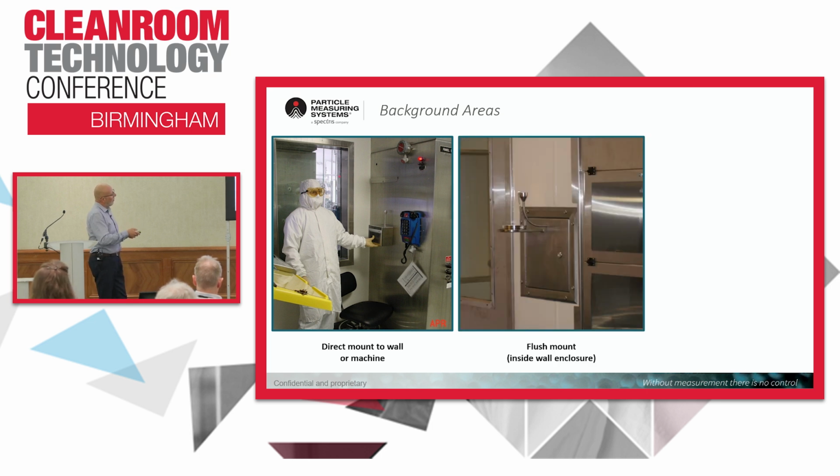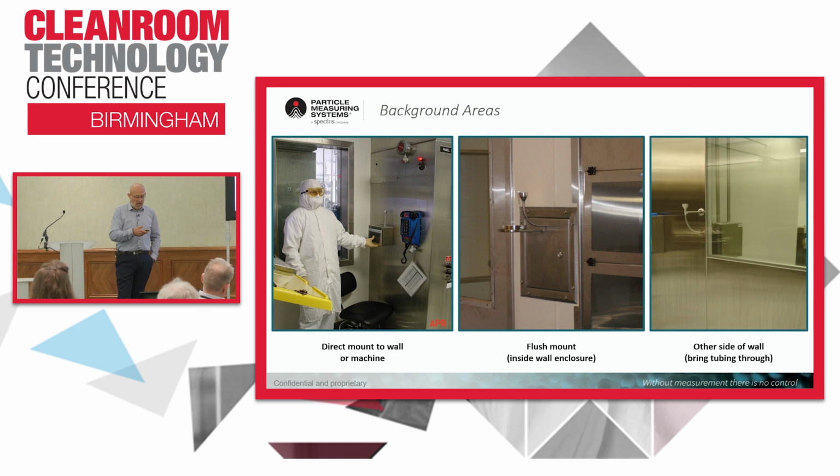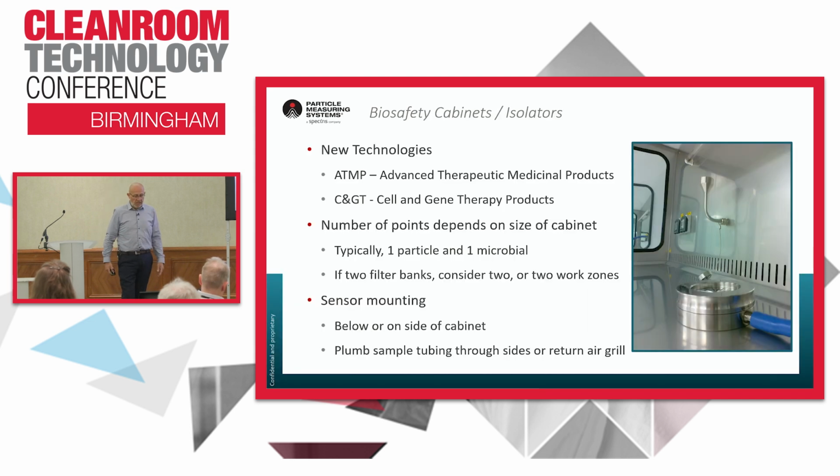Here, the facility allowed a flush mounted one, mounted inside a wall enclosure. This was an example where we've got the isokinetic tube and a radius bend inside the room, but the actual counter is on the other side of a wall. So lots of different examples depending on the design of the facility and the practicalities of doing it.